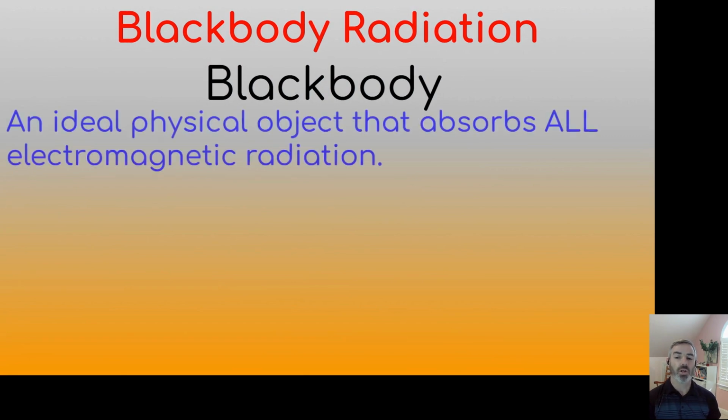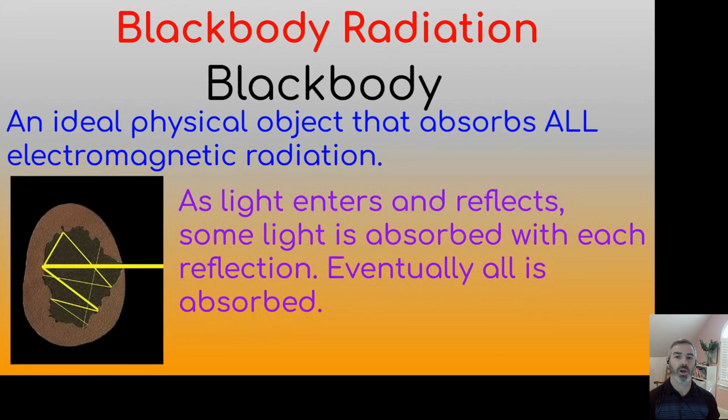Now, a black body is an ideal physical object that absorbs all electromagnetic radiation. So imagine the surface like a bunch of little caverns that has a tiny little entrance, and light enters into that and reflects around in that cavern. And as it hits the surface, remember two things happen: some reflects and some absorbs. And that light continues to reflect until all of the electromagnetic radiation is absorbed into the black body.